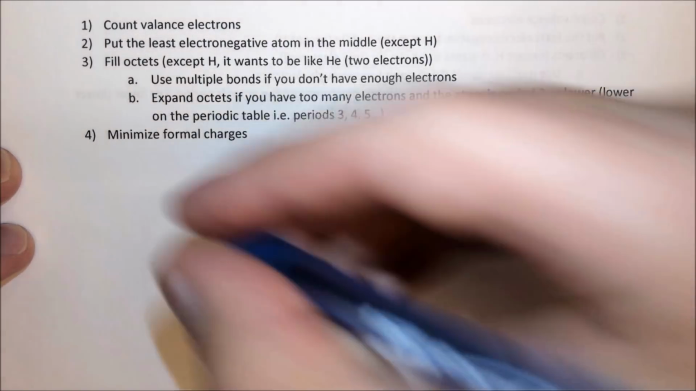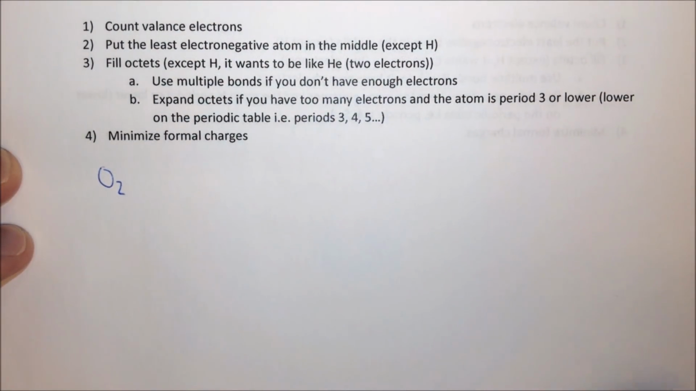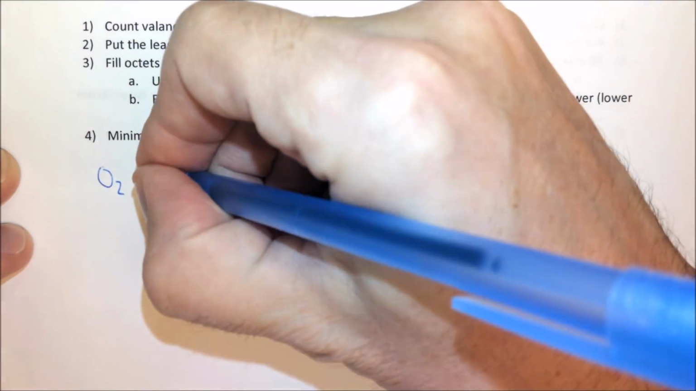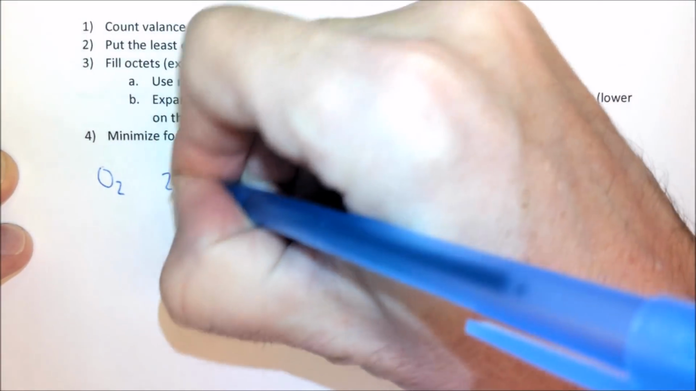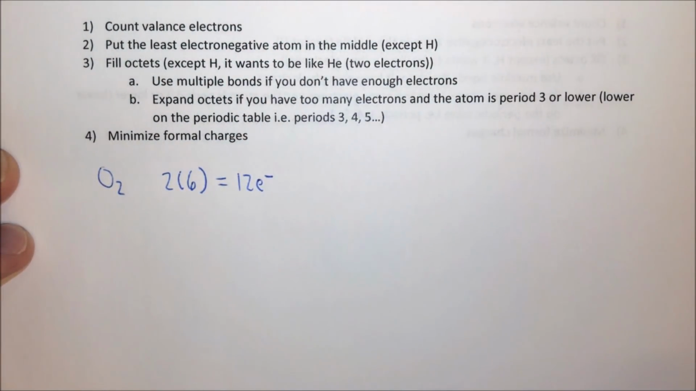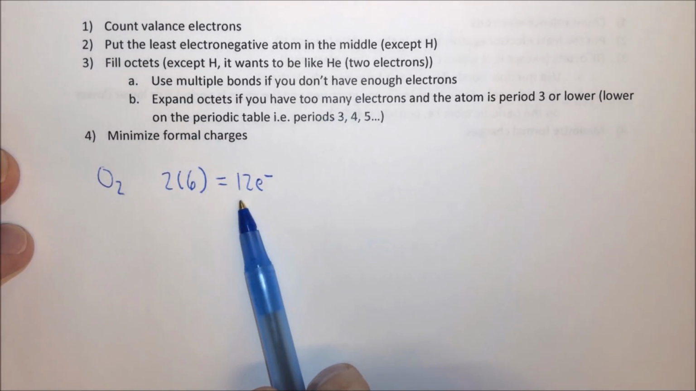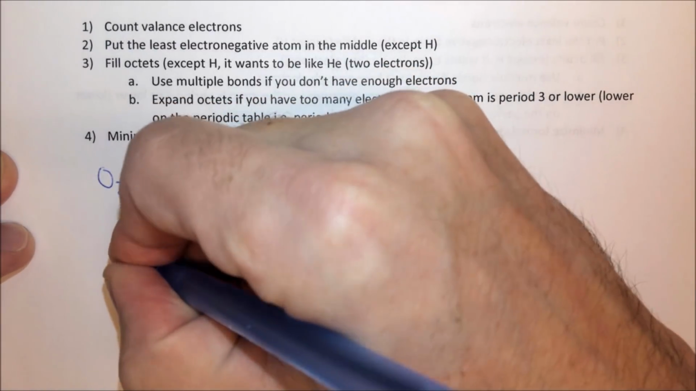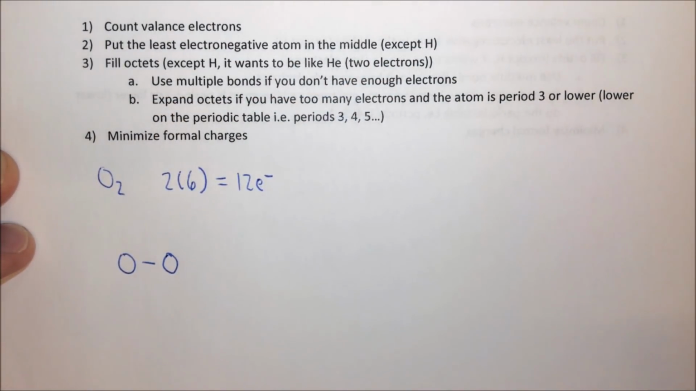So, the first one I want to do is diatomic oxygen, O2. By now, you're probably already familiar with the first step, which is count the valence electrons. So we have 2 oxygens, each with 6 valence electrons, which is a total of 12 electrons. So we have 12 electrons that we would like to place. Put the least electronegative atom in the middle, except hydrogen. Well, we only have 2 atoms, so there's no atom in the middle. So we put O bonded to O.